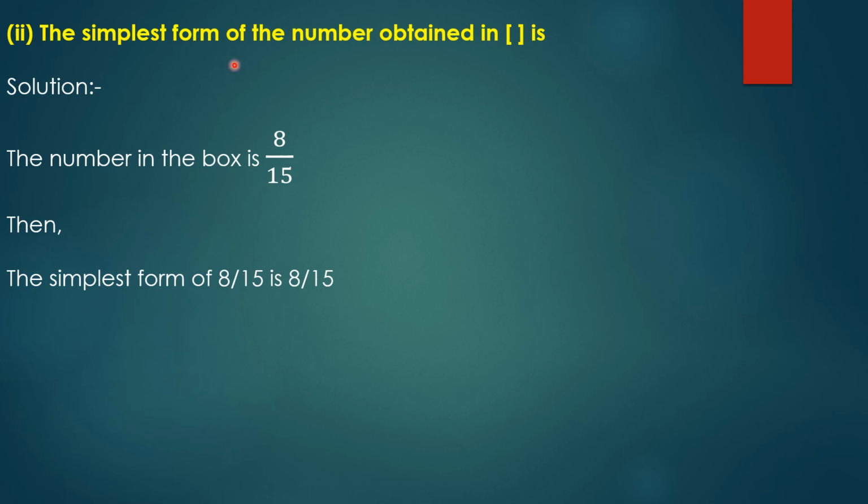The next one, the simplest form of the number obtained in the blank is what? They are asking what is the simplest form of the answer obtained, that is 8 by 15. The number in the box is 8 by 15. What is the simplest form? The simplest form of 8 by 15 is 8 by 15 itself, because the numerator and denominator are not going by the same table. This goes by 2 or 4, this goes by 3 or 5, etc. But it is not going by the same table. Therefore we have to keep 8 by 15. It is the simplest form. Okay.